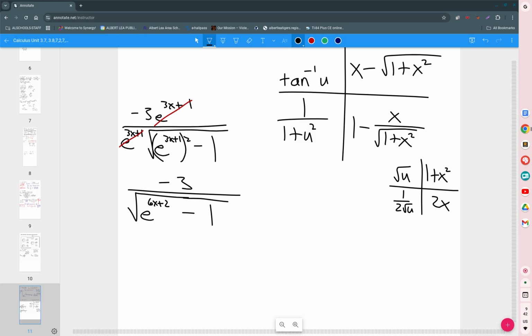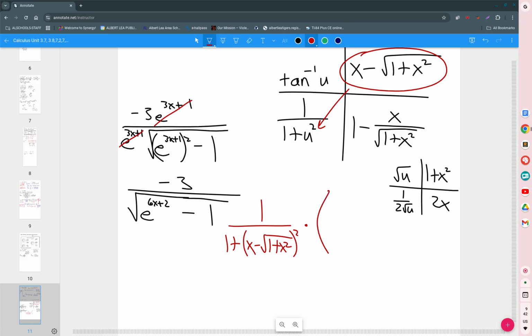And so there's nothing special about writing this. All we can do is just take this and dump it right in for u. And so we get 1 over 1 plus parentheses x minus the root of 1 plus x squared, that quantity squared, times the quantity 1 minus x over the root of 1 plus x squared.